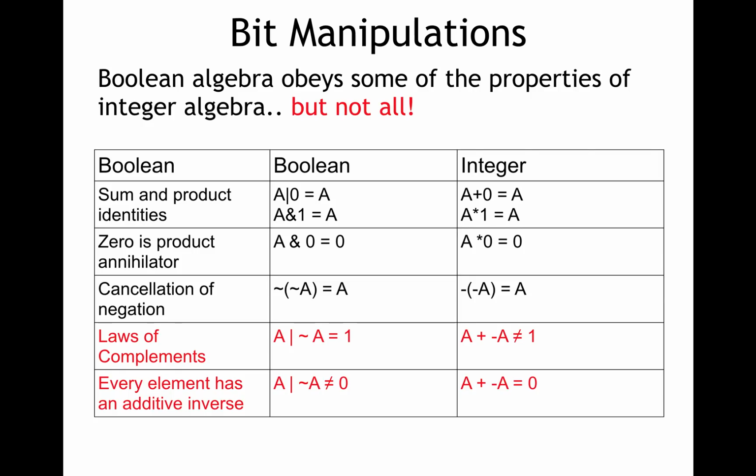It also breaks the rule that every element has an additive inverse. It breaks because you cannot get a complement of the value of the variable that makes them sum to 0. So you cannot find any other complement, any additive inverse of this component in the binary world.